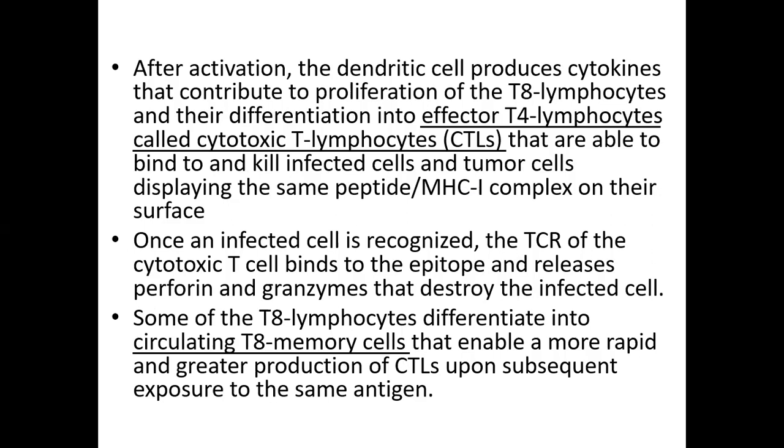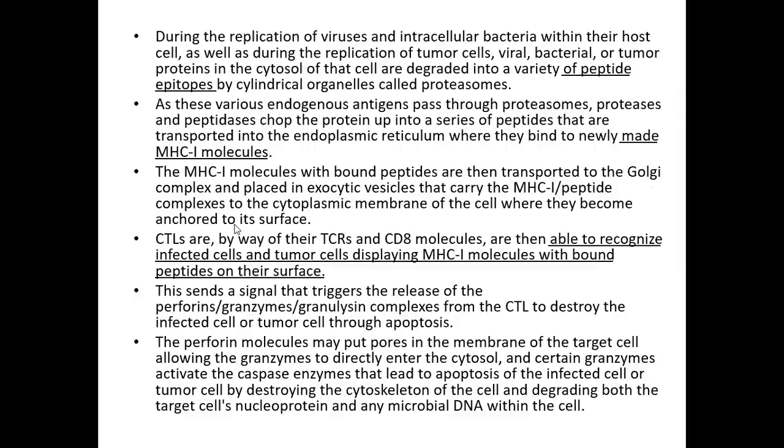Some of the T8 lymphocytes differentiate into circulating T8 memory cells that enable a more rapid and greater production of CTLs upon subsequent exposure to the same antigen, so in the secondary immune answer they take part.